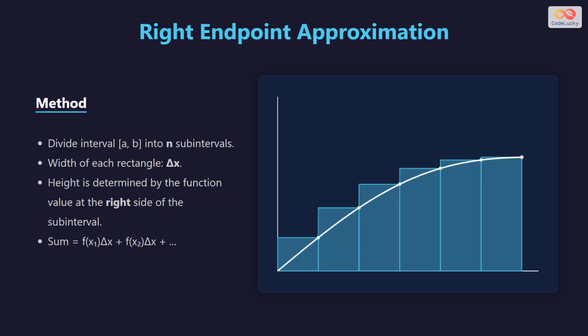Alternatively, we can use the right endpoint method. In this case, the height of each rectangle is determined by the function's value at the right side of the interval. Just like before, this gives us an estimate. Depending on whether the function is increasing or decreasing, this might overestimate or underestimate the true area.